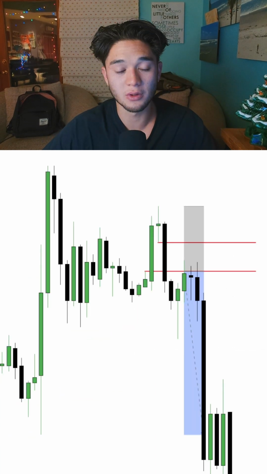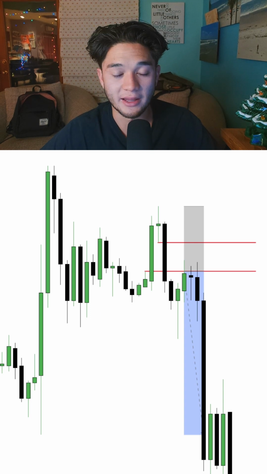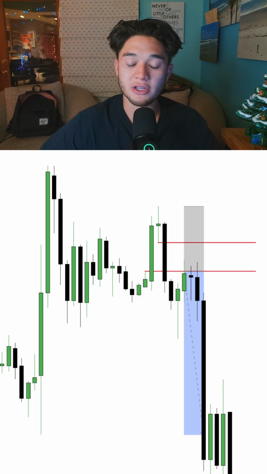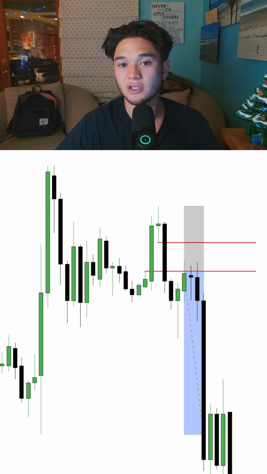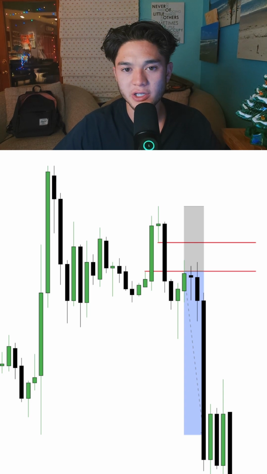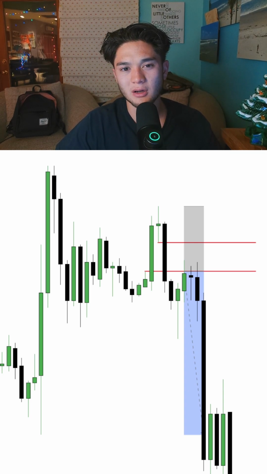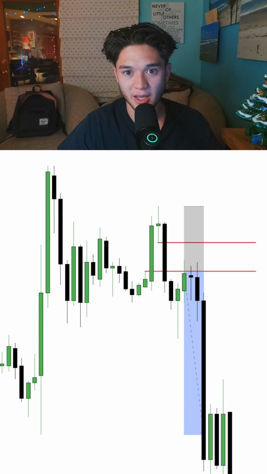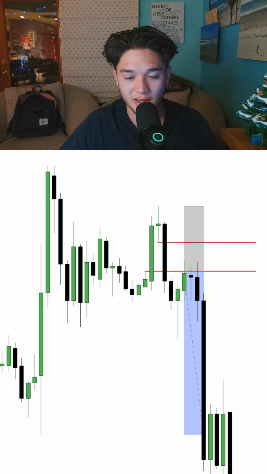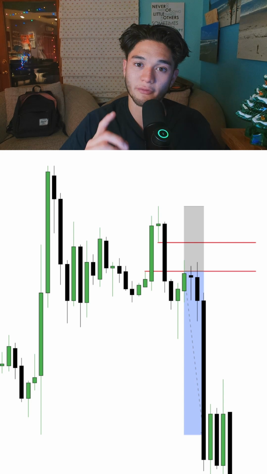So super cool ICT concept. I love the inverse fair value gap. We can use it for entries. We can use it to determine a bias. I wouldn't really use it to target areas in the market, but you definitely can. But super easy to recognize in the market. Backtest this one for yourself.